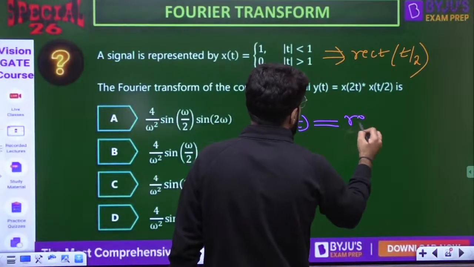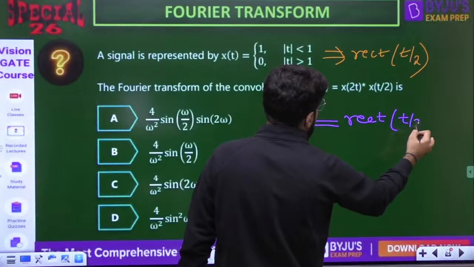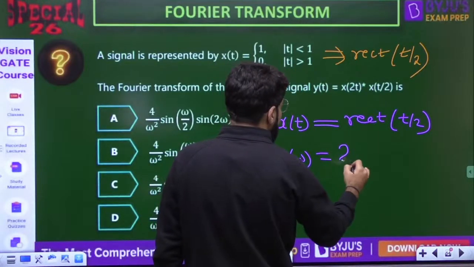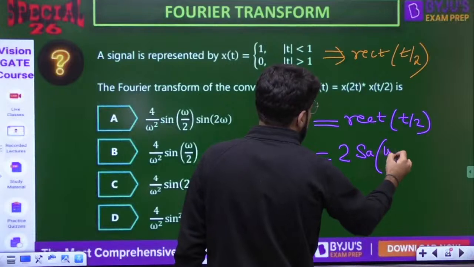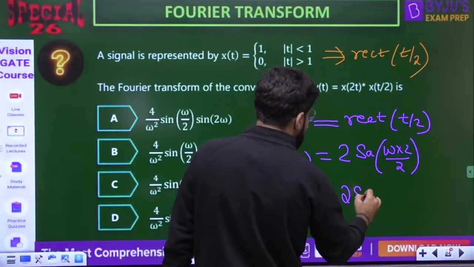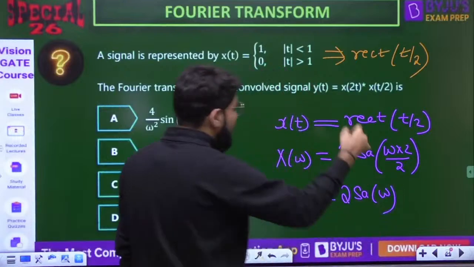x(t) is rect(t/2). So what is the Fourier transform? It is T sampling(ωT/2), so this is 2 sampling(ω), just like the last question answer. Okay, now let's move forward.